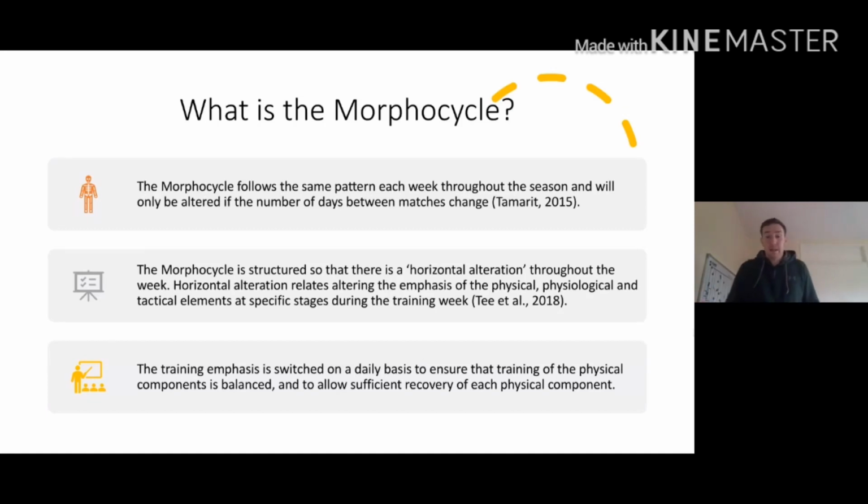So it's switched on a daily basis to ensure that the training of the physical components is balanced, so we don't miss out on any of the physical components, and we also need to allow sufficient recovery of each physical component. So for example, if we do strength training on a Monday night and then we decide to do a speed session on the Tuesday, the player's ability to actually run at their top speed is going to be impacted by the strength session the night before. So we need to give the body time to recover in between that. So that's why we have to try and keep that structure throughout each week over the season.